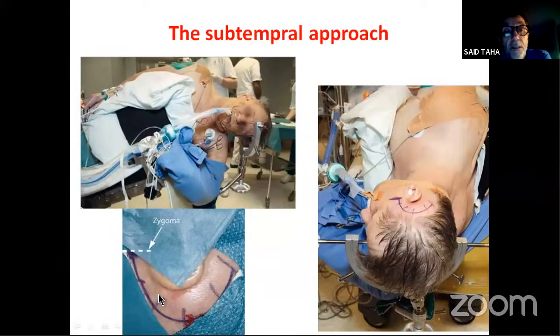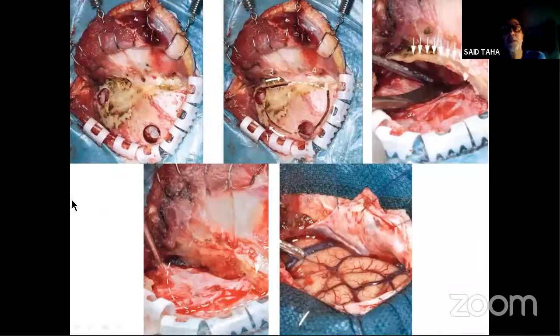This is the incision, and here we have the temporal flap, and after we remove all the bone and the temporal bone and the mastoid to be parallel to the base, and after that we open the dura.